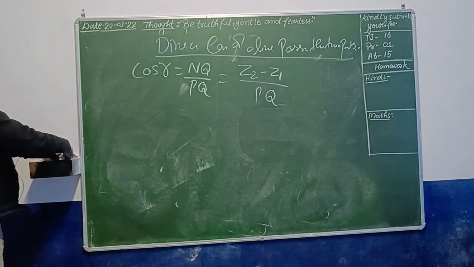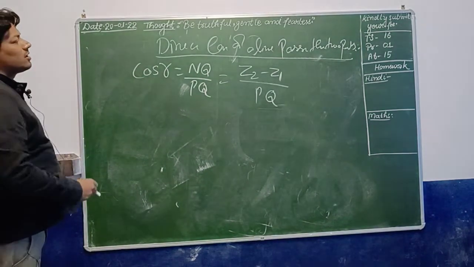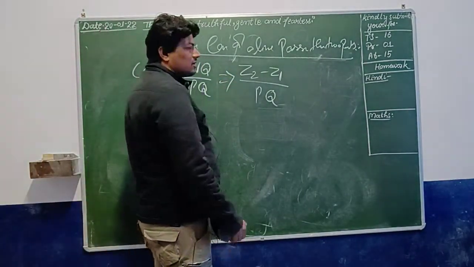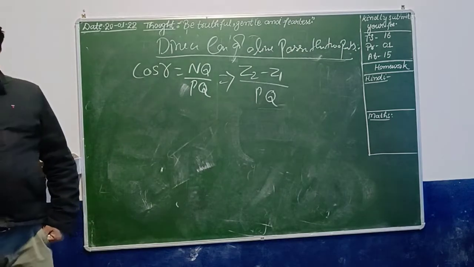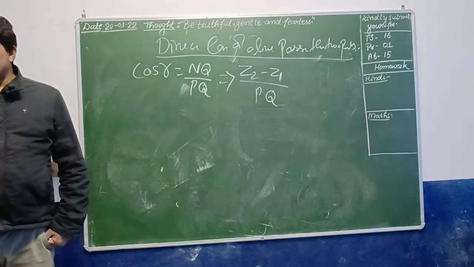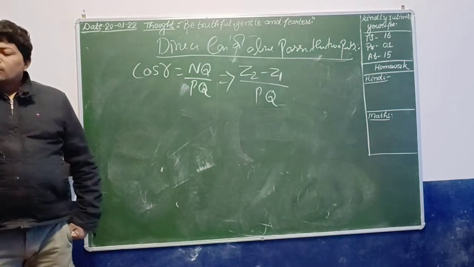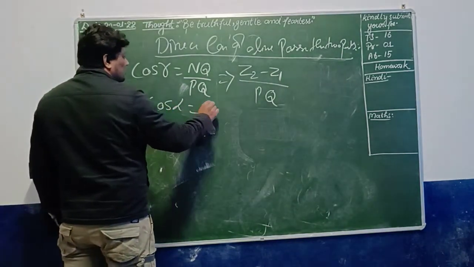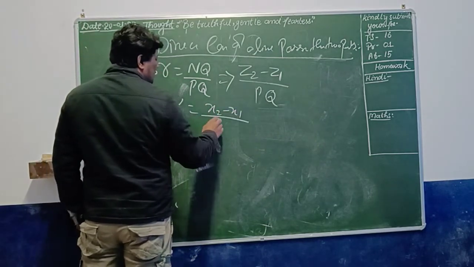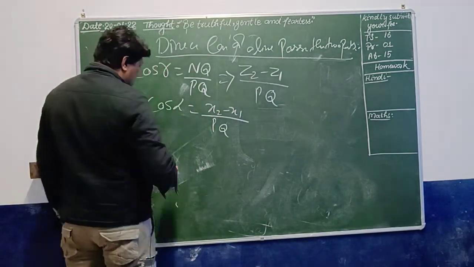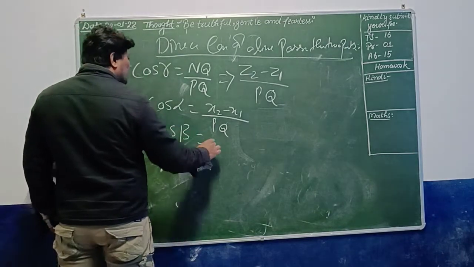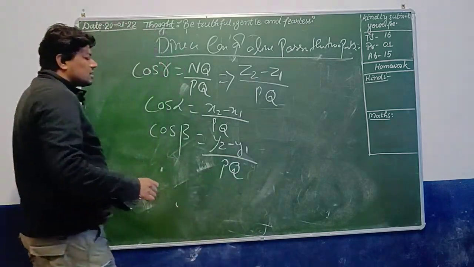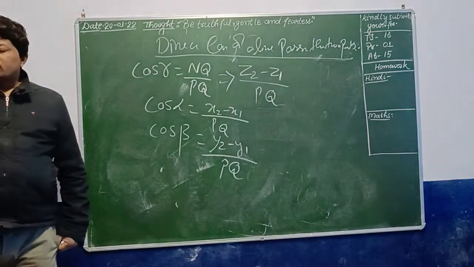Cos gamma is equal to NQ upon PQ, that is equal to z2 minus z1 divided by PQ. Is it clear? Now if you go for cos alpha, in the same pattern you will get cos alpha equal to x2 minus x1 divided by PQ. Is it clear? And if you go for cos beta, it will be y2 minus y1 divided by PQ. Is it clear? y2 minus y1 divided by PQ.